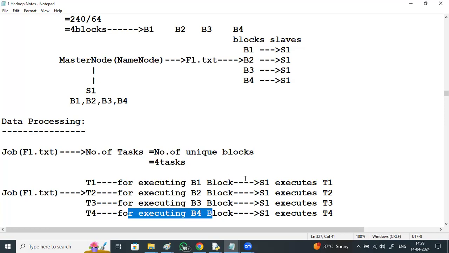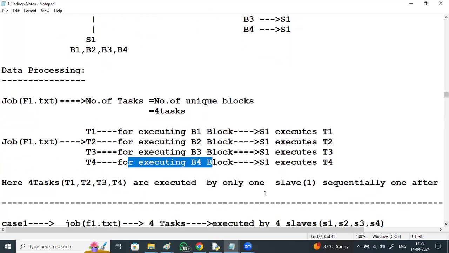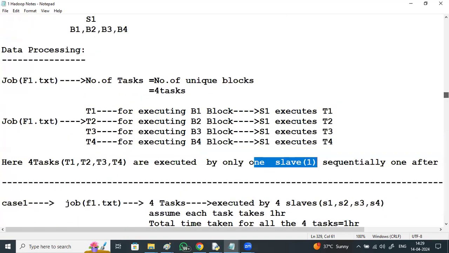Who should execute the T1 task? S1. T2, S1. T3, S1. T4 also S1. Four tasks are executed by only one slave, sequentially one after the other. So no speed, no parallelism at all, very low speed. Okay.